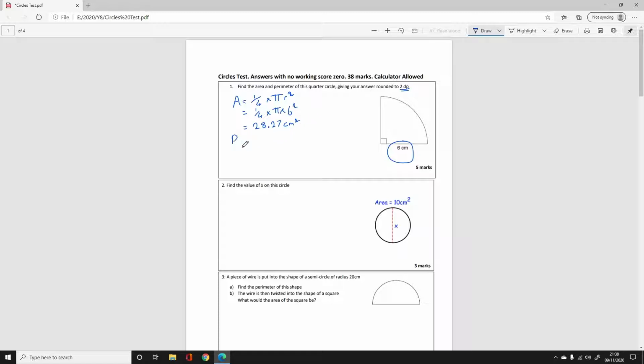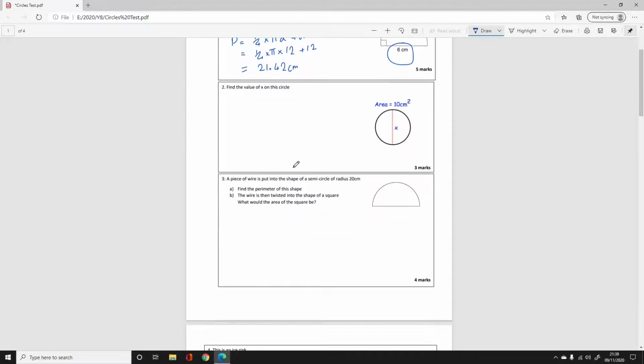For perimeter, we're still going to do a quarter of the circumference, so a quarter of pi d, and then we're going to add the diameter essentially, so the 2 6's there at the end. So what do we need to do here? We need to do a quarter times pi times diameter is 12, and then also plus 12 at the end because we want the 2 straight sides as well when we're talking perimeter. Again, rounded to 2 decimal places, that will give us a total of 21.42 centimeters.